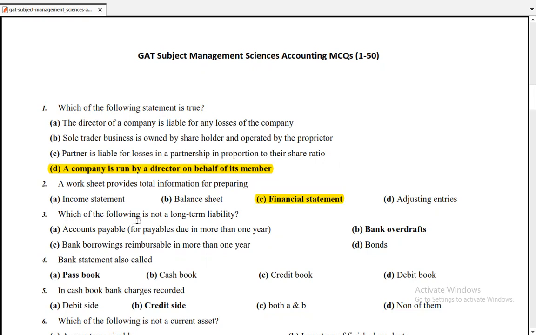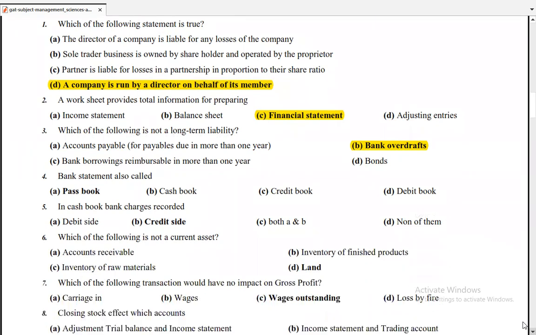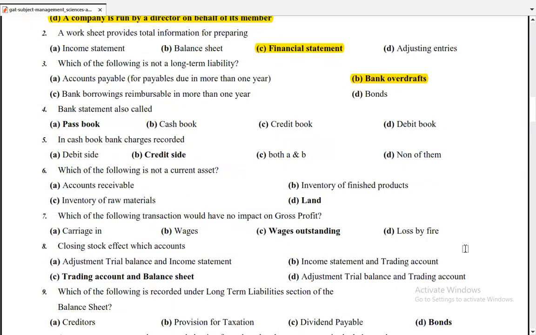Which of the following is not a long-term liability? It is bank overdraft. Bank statement, also called passbook. In cash book, bank charges are recorded at the credit side. Which of the following is not a current asset? It is land.